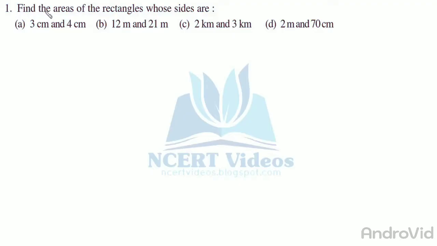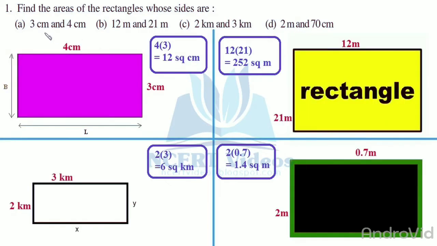First question. Find the areas of the rectangles whose sides are: A, 3 cm and 4 cm; B, 12 meter and 21 meter; C, 2 km and 3 km; D, 2 meter and 70 centimeter.